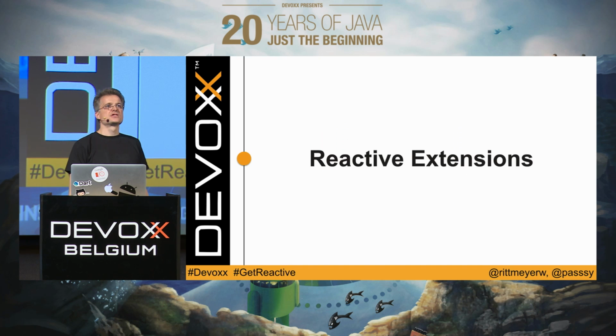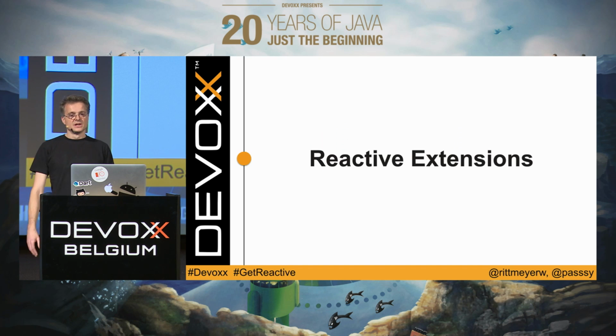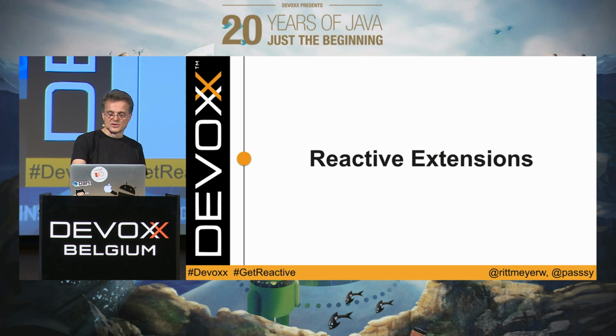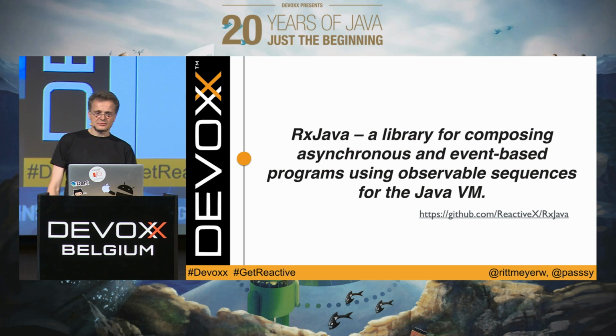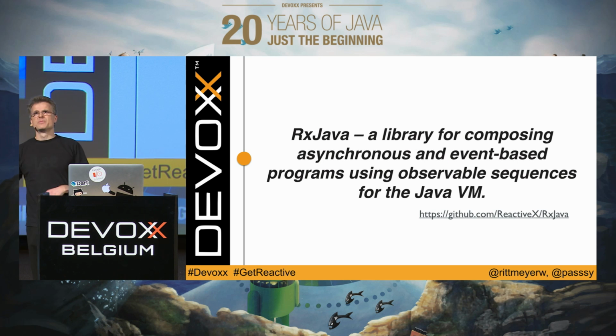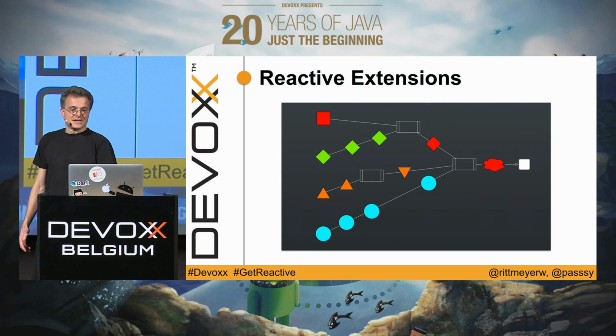Now, reactive extensions were created by Microsoft for the .NET world and were ported over to the JVM by Netflix. And this is a quote of the GitHub page. RxJava is a library for composing asynchronous and event-based programs using observable sequences for the JVM. Now, what does this mean?